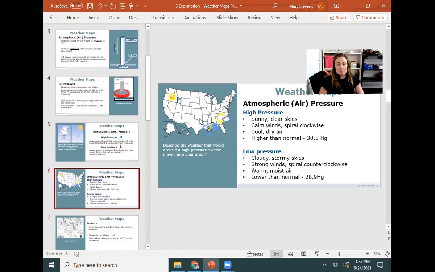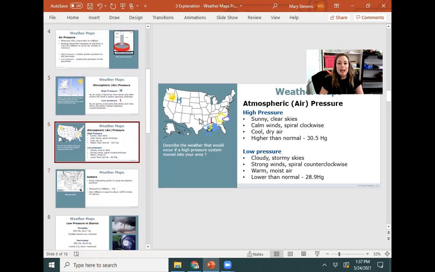High pressure systems are going to bring us sunny, clear skies, calm winds, cool, dry air, and it's really going to be the better kind of weather, the kind of weather that we want to see. Low pressure is going to bring those clouds, storms, stronger winds that are going to be spiraling in a counterclockwise rotation.